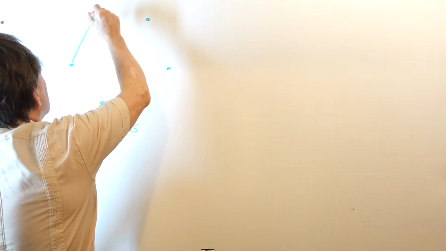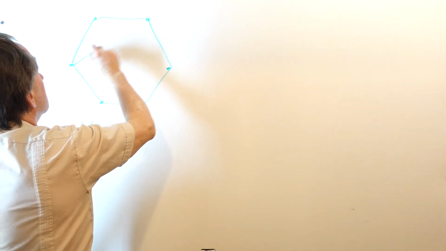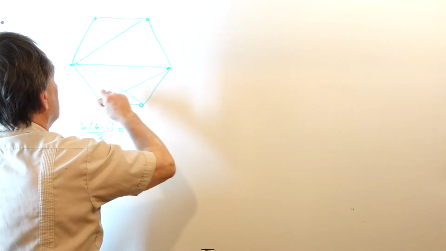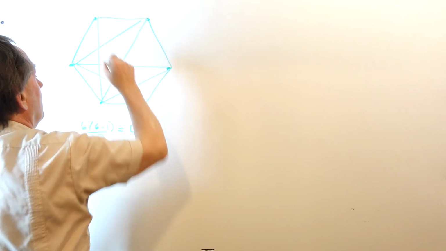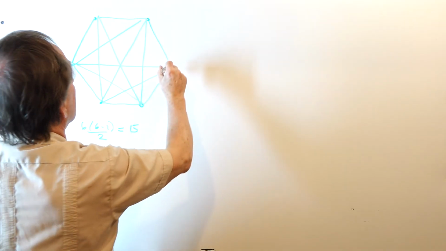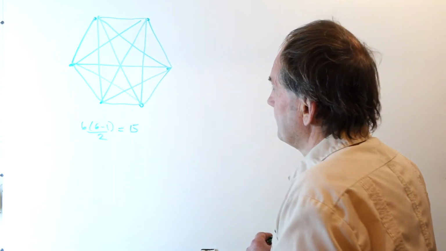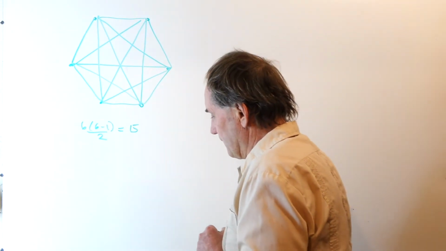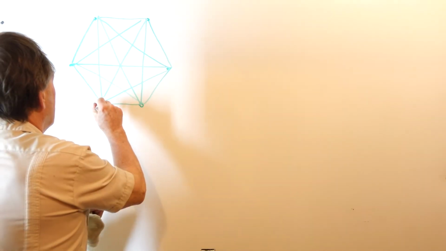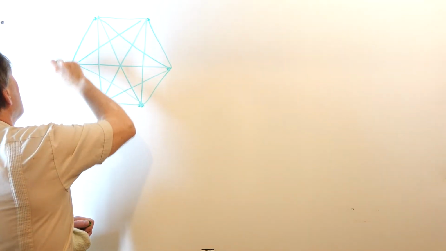So we have 1, 2, 3, 4, 5, 6, 7, 8, 9, 10, 11, 12, 13, 14, and 15. So we have 15 branches, all of equal resistance. And we want to find the resistance looking in between nodes 1 and 6.